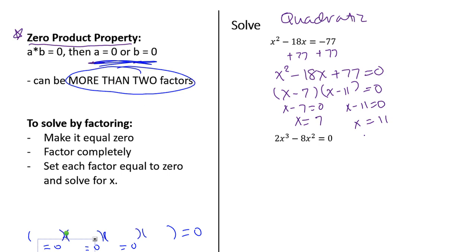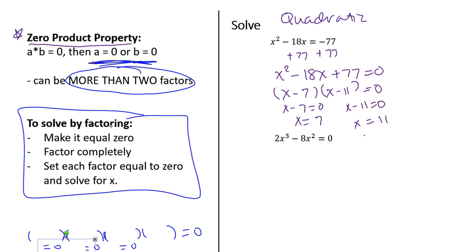So we're going to solve these by factoring, or we're going to use the methods we just learned in finding zeros. To do it by factoring, you're going to make it equal to 0, try and factor it completely, then set each factor equal to 0 and solve. So next problem right here, 2x cubed minus 8x squared equals 0.